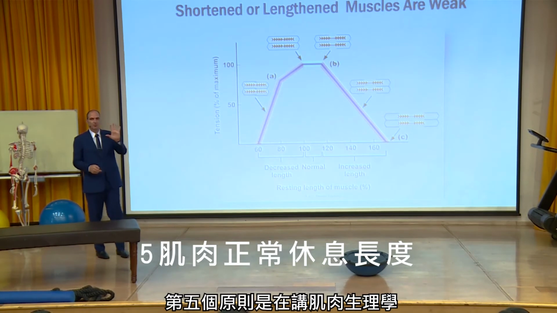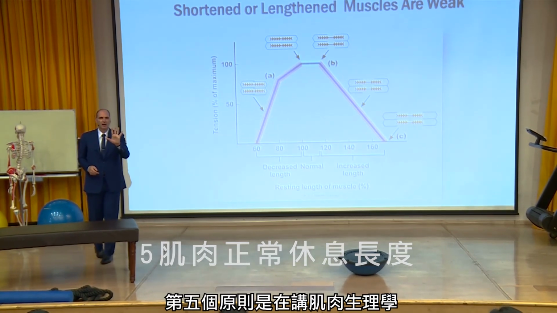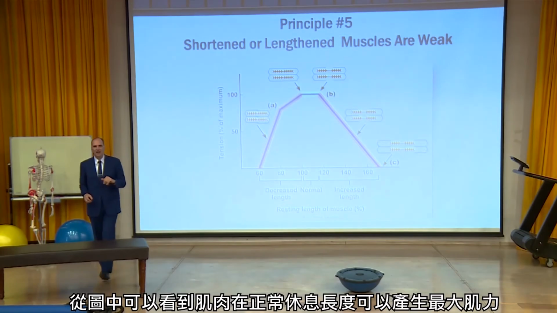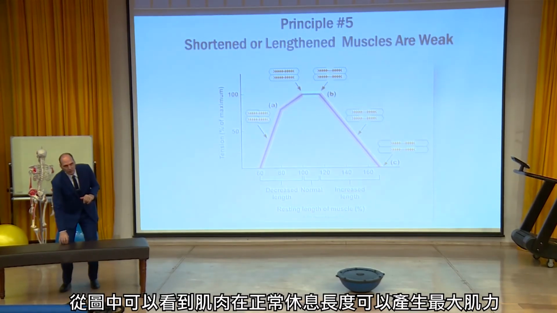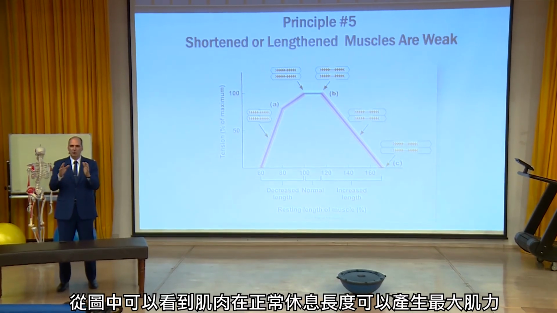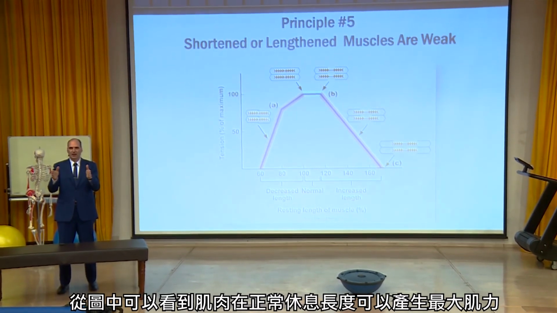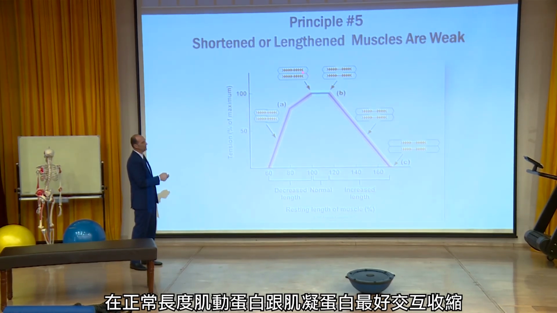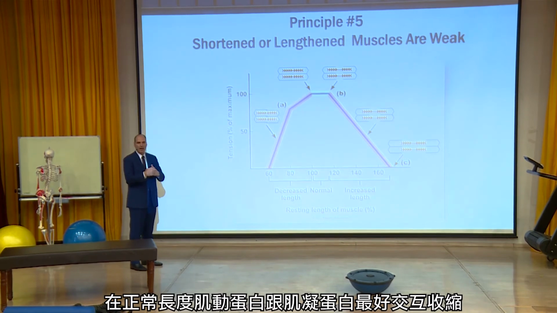The next concept, number 5, comes from muscle physiology science. And this concept says that the muscle generates the most strength when it's at its normal physiologic resting length. Why? Because in the middle, at the normal resting length, is when the actin and myosin are the most overlapped.